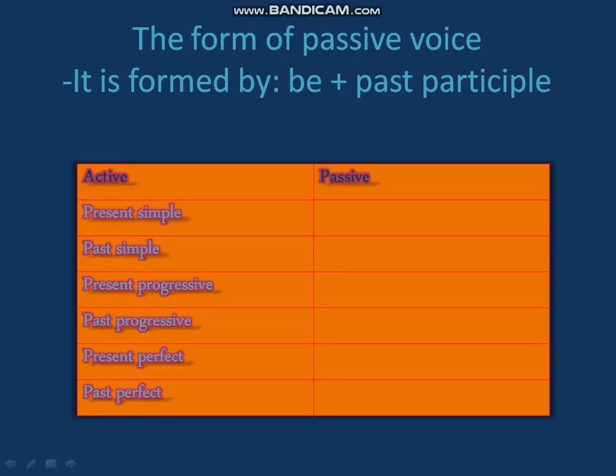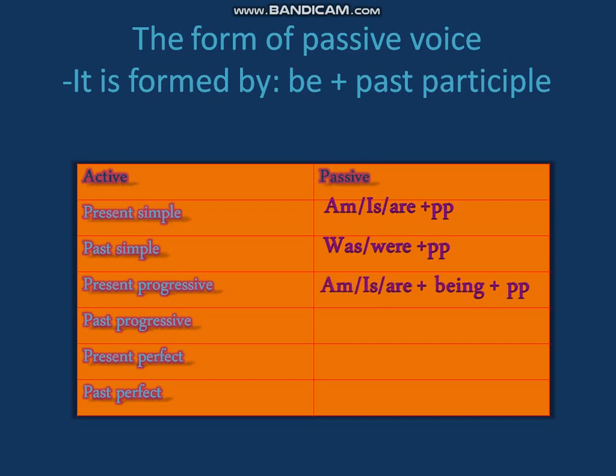The most important part of the passive form is to know the form of verb to be in different tenses. Let's study this table. Present simple, we use am, is, are plus pp. Pp means past participle, or verb 3, or the third form of the verb. Past simple, was, were plus pp. Present progressive, am, is, or are plus being plus past participle. Past progressive, was or were plus being plus past participle.